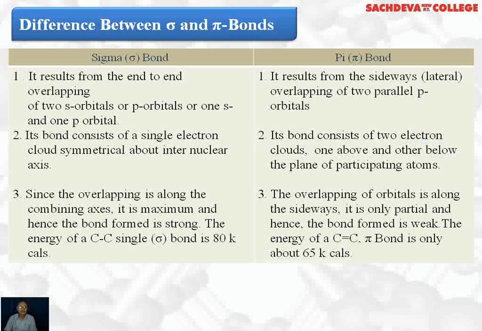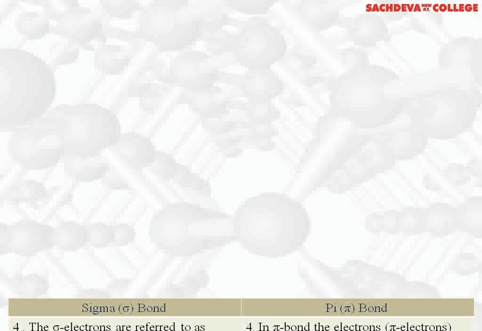Number 3, since the overlapping is along the internuclear axis or combining axis, it is maximum overlapping and hence sigma bond is strong. And the bond energy of sigma bond is 80 kilocalories per mole. The overlapping of pi bond p orbitals is sideways and it is only partial overlapping, hence the pi bond is weak and the energy of pi bond is only about 65 kilocalories.